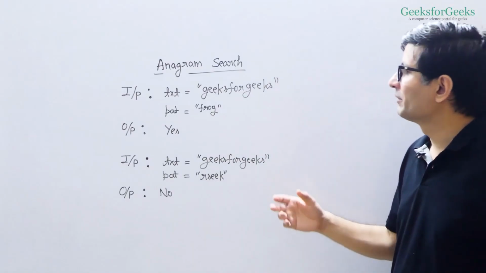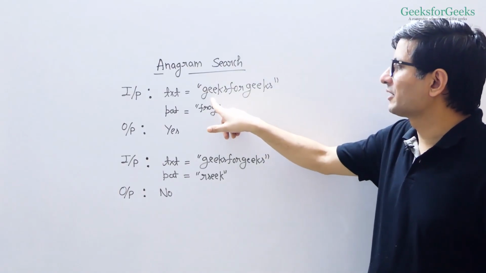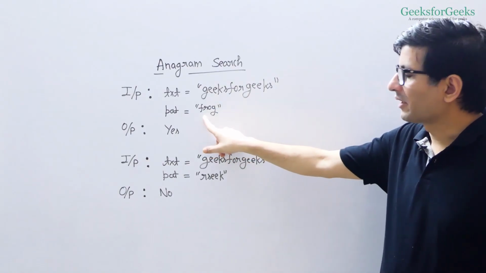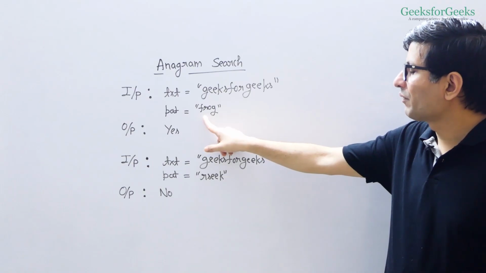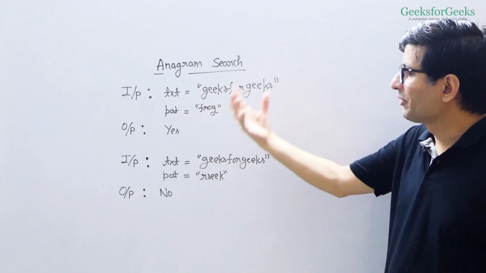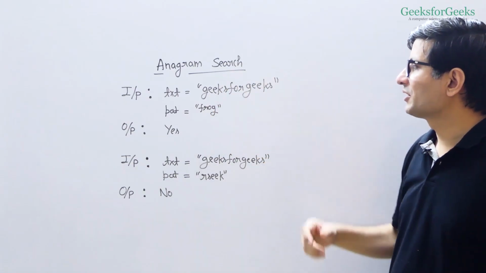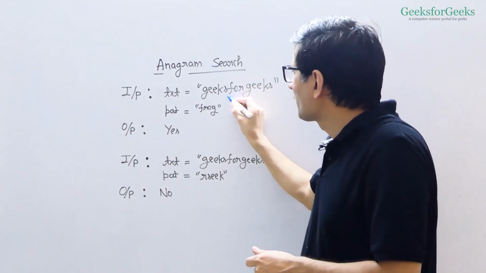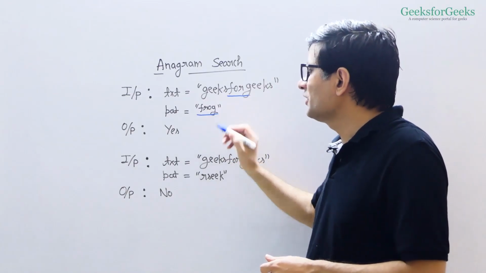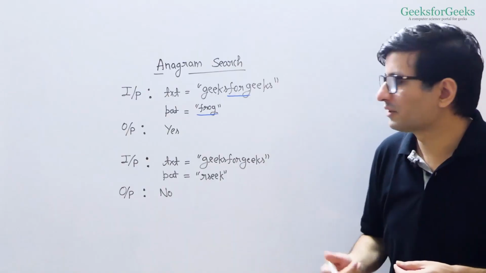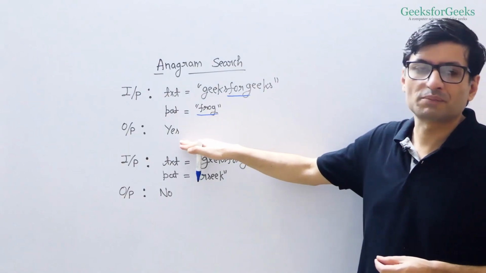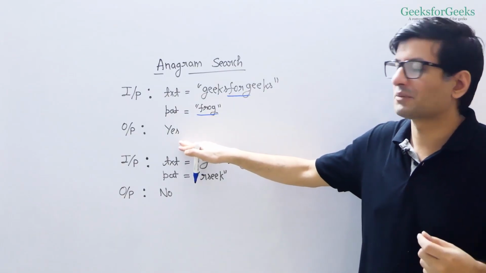Let's understand the problem with these examples. Say our text is "geeksforgeeks" and our pattern is "frog". If you look for frog and its permutations in the given text, you will find that "forg" and "frog" are permutations of each other. So our output is yes, it's present, its permutation is present.